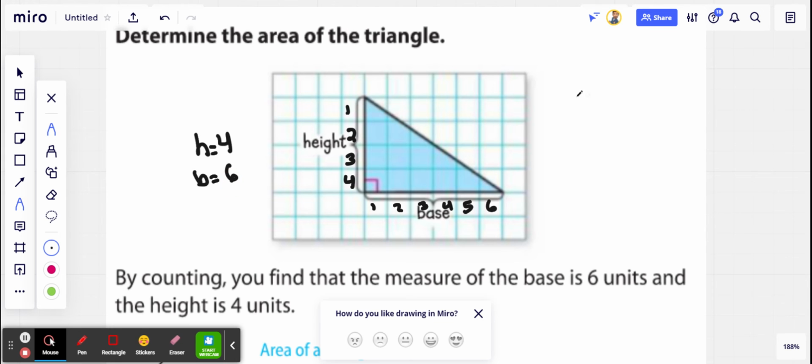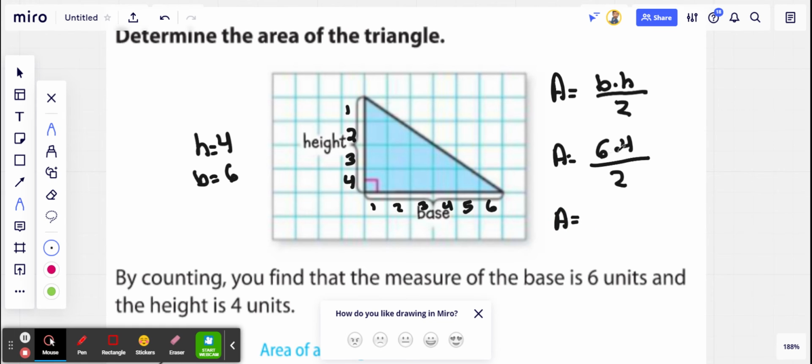Okay, so over here on this side, let's write our formula. I'm going to do A equals base times height divided by 2. Okay, so our base is 6. So I'm going to go ahead and write this again. Area equals 6 times our height, which is 4, and whatever that is, we're going to divide by 2. All right, let's do our multiplication first.